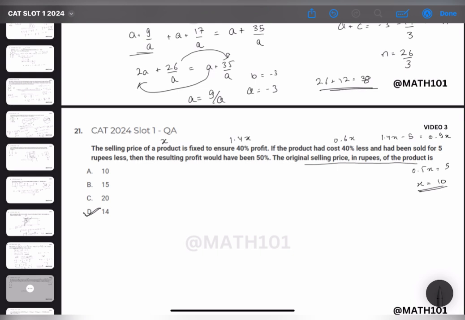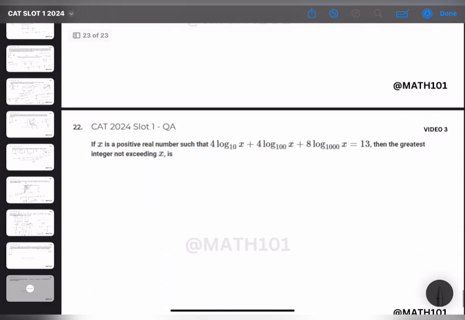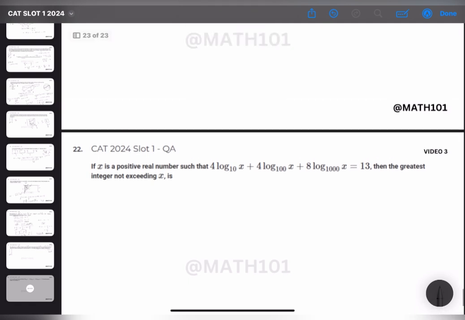Again, another straightforward one. If x is a positive real number such that 4 this, and this is 13. So 4 log base 10 x plus 4. We'll write log base 100 x as log base 10 x upon log base 10 of 100, plus 8. Similarly, we write this as log base 1000 of 10.